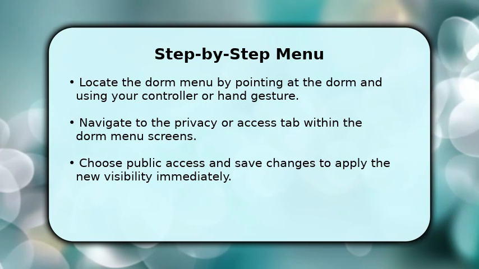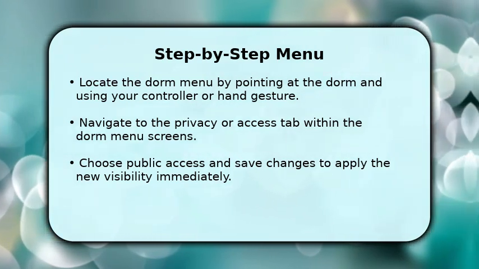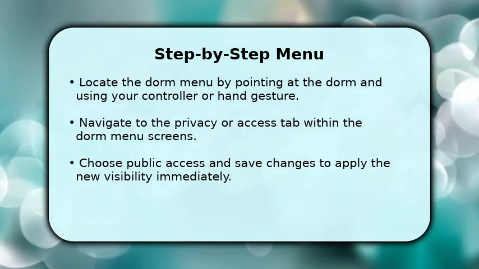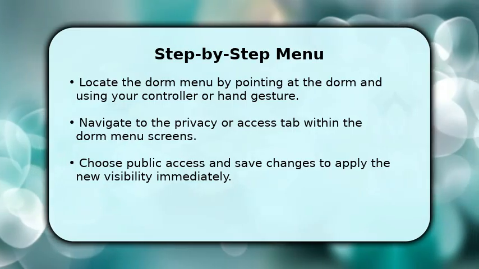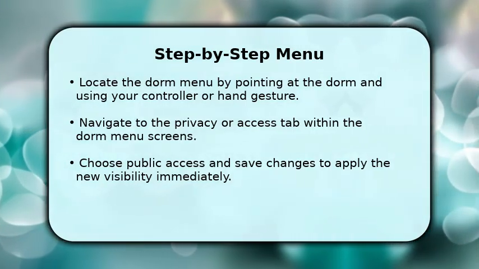Next, we walk through the menus to avoid confusion. Point at the dorm, open the menu, and move to the Privacy tab. There you will see access options such as Private, Friends Only, or Public. Choose Public and save. If prompts appear, confirm to apply the change.